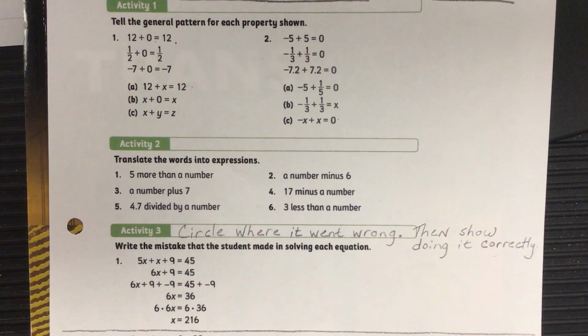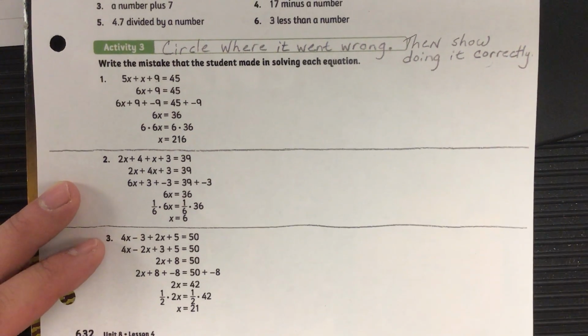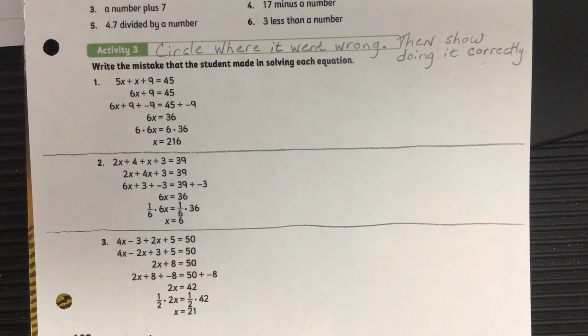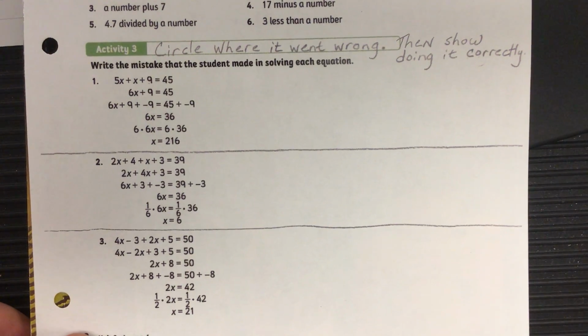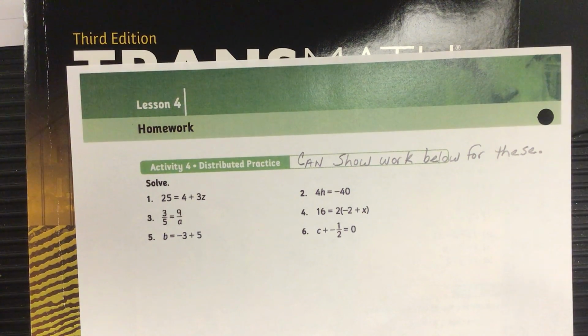Question 2. We just did a whole pile of these. Using those terms that we helped you with, make sure the order is correct if it's subtracting or dividing. Activity 3. Where's the mistake? And fix it. We just did a couple examples of that. You're doing the same thing. Circle the mistake, fix it. Back page, 6 questions of review on some practice.